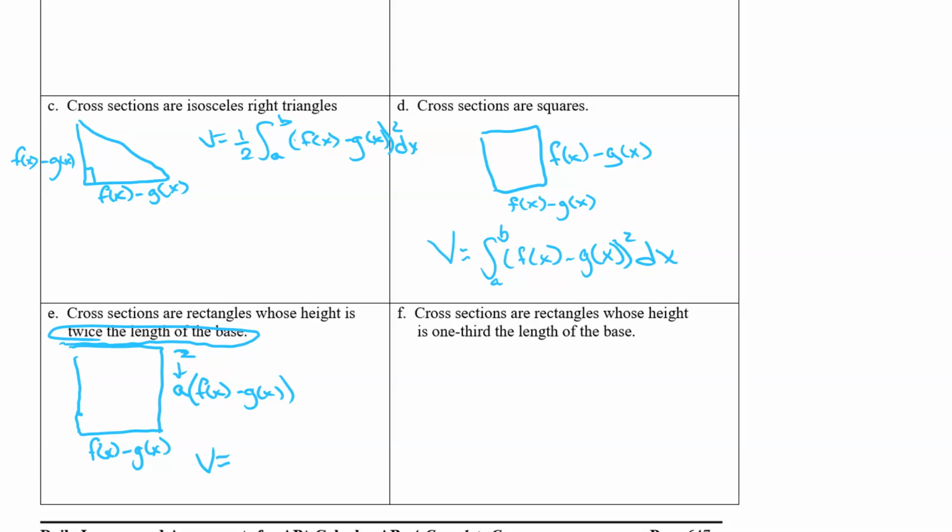Our volume equation for that was a times the integral. Oh, that's unfortunate. I should have used a different variable here, shouldn't I? So it's a constant, so it doesn't matter which variable you use. I'm just going to call it a variable we don't normally use. Let's call it z.